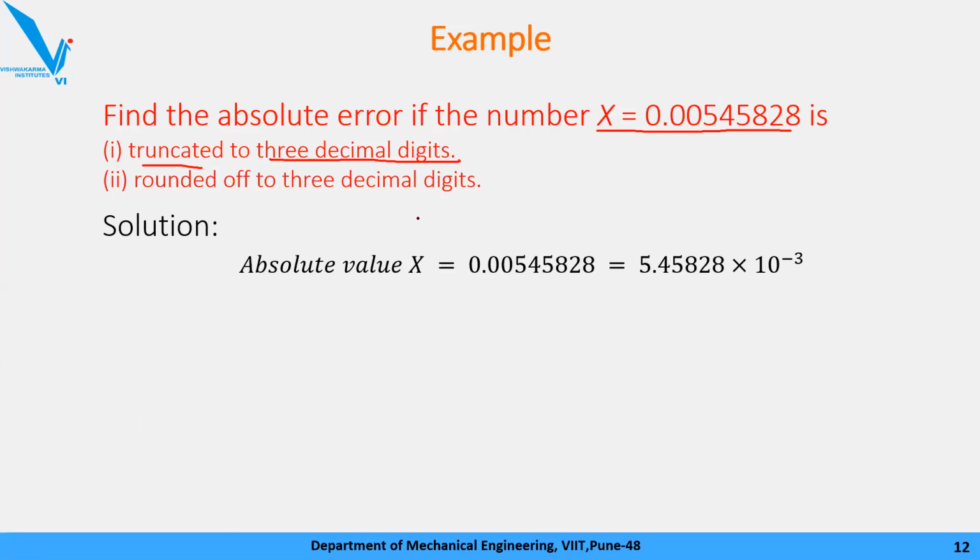So first we convert to 3 decimal digits, finding the significant figures here, neglecting the zeros. This is your first significant figure, second significant figure, third significant figure. They told us 3 decimal digits, so that's it. And we are going to use truncation. Truncation means chopping off, so whatever comes after that is deleted. So this is my number, up to 3 decimal digits, 0.00545. That's my number.